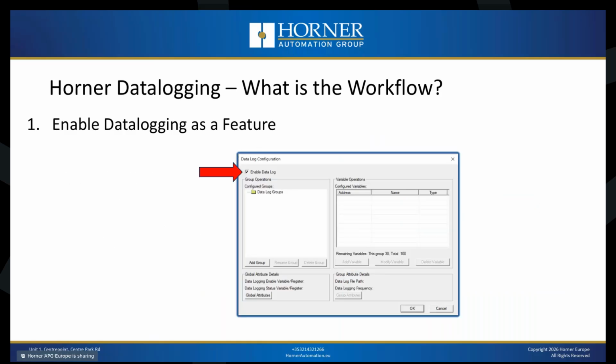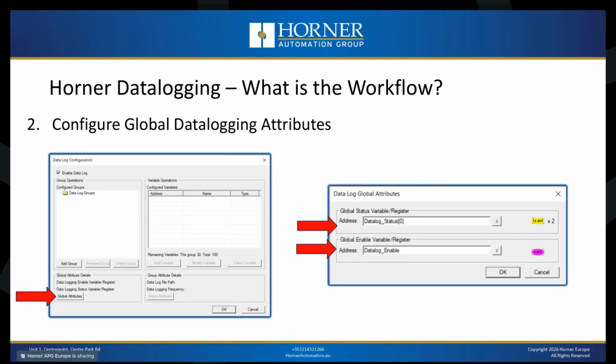First, we are going to enable data logging as a feature. This is done through a checkbox in the Data Log Configuration window. Next, to configure the global attributes, we click on the Global Attributes button near the bottom of the window. Here, we are asked to assign global status and global enable variables.